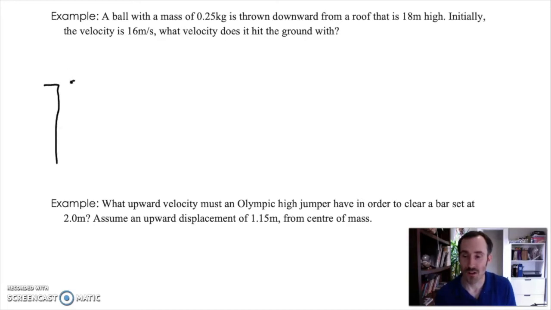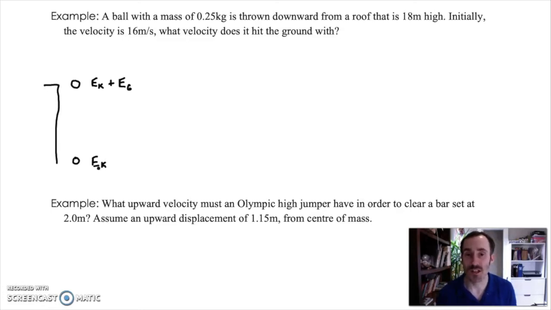Here's a ball. It is being thrown downward toward the ground, so that means at the beginning it's got kinetic energy because it's being thrown, and it also has gravitational potential energy. At the bottom, once it has hit the ground, it no longer has any gravitational potential energy. Now it just has kinetic energy because its height is 0 at the bottom.